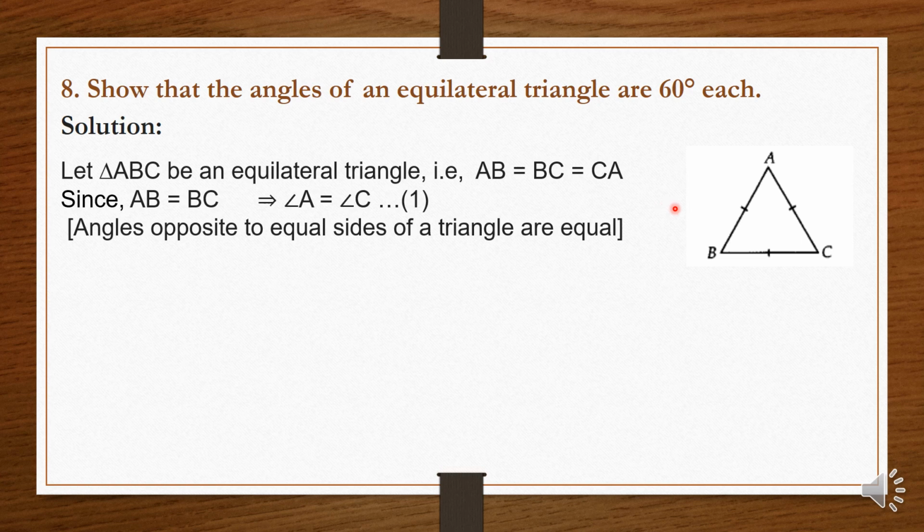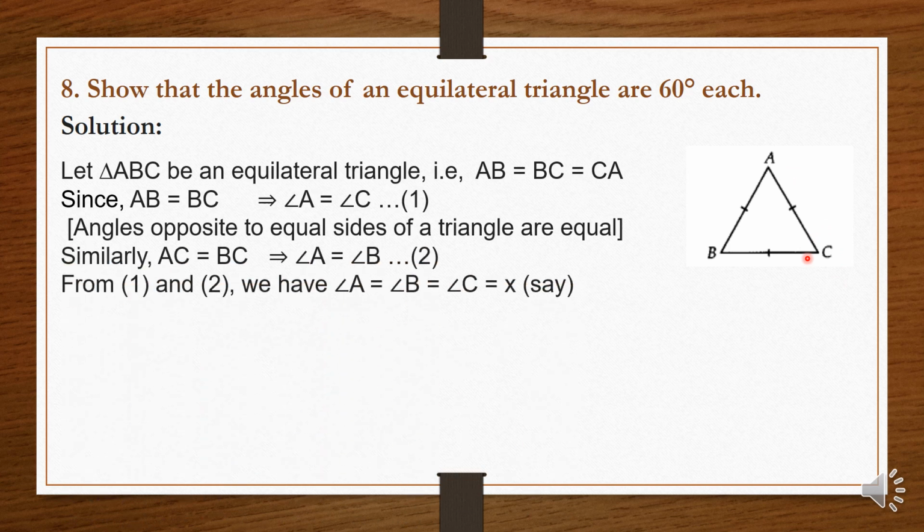Now for an isosceles triangle, if two sides are equal, their opposite angles are also equal by theorem. So if AB equals AC, their opposite angles, angle B equals angle C. Similarly, if AC equals BC, their opposite angles, angle A and angle B will also be equal. Let us mark them as equations 1 and 2. So from 1 and 2 we can clearly say that all the three angles are equal. Angle A equals B equals C. Let us mark them as x.